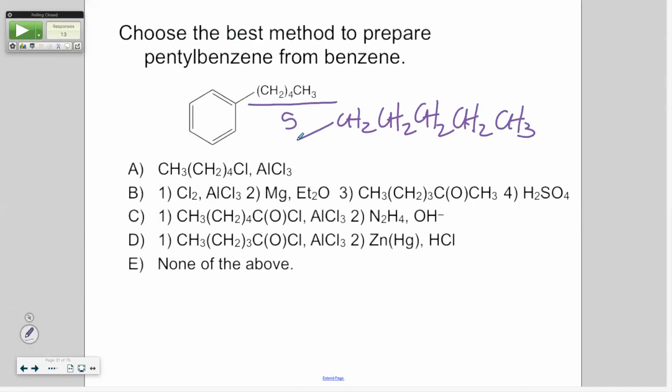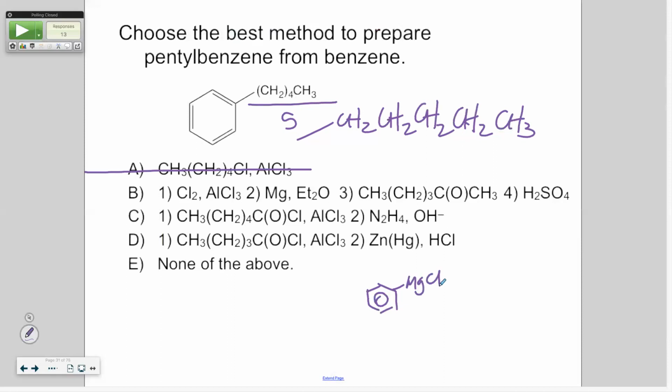Okay, what's wrong with A? It'll rearrange. That's what's wrong with A. What's wrong with B? Well, you put a chlorine on. What does step 2 make it? A Grignard. Yeah. So step 2 will give you this.